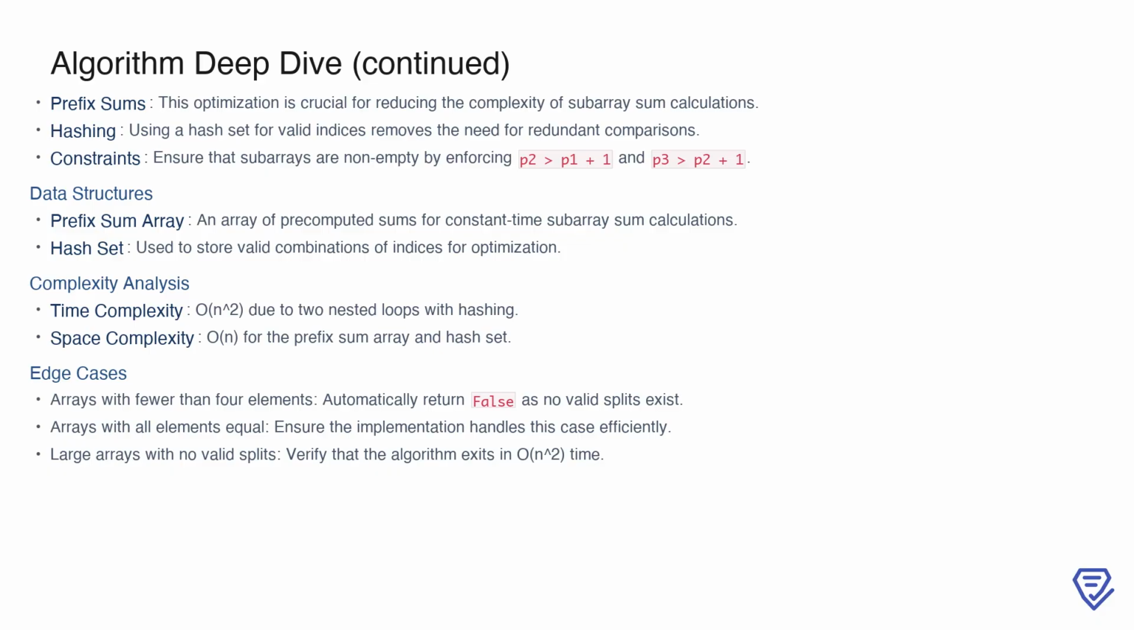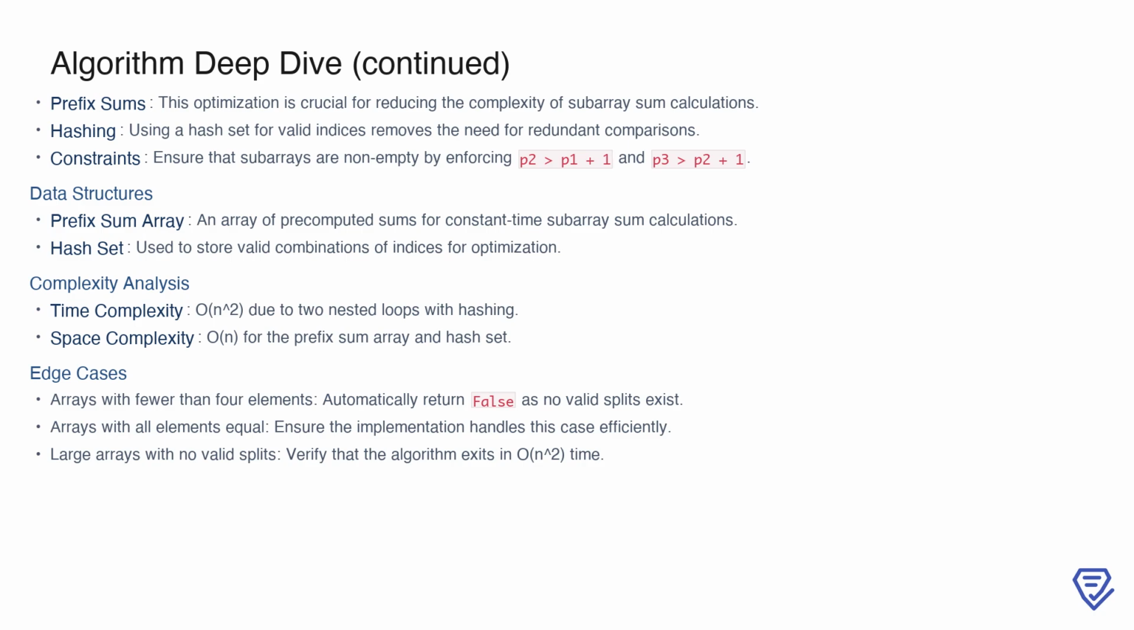Additionally, hashing plays a crucial role in optimizing the search for valid split points. By storing valid combinations of P2 indices for each P1 in a hash set, we eliminate redundant comparisons and reduce the number of nested loops. It is also important to enforce constraints on the indices to ensure that all subarrays remain non-empty. This is achieved by requiring that P2 > P1 + 1 and P3 > P2 + 1.